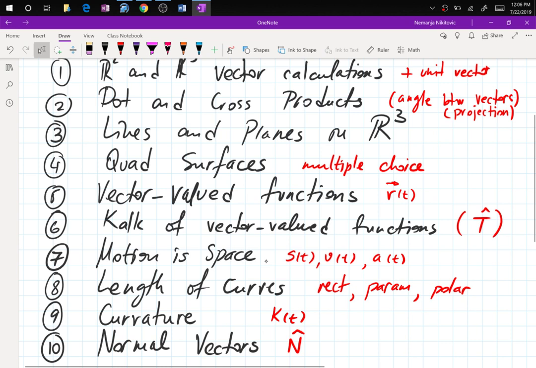The line, you have to know the formula, right? Then you have the fixed point, the x0, y0, z0. Plane has it too. Quadratic surfaces, I already said, it's a multiple choice question where you either pick correct or you don't. Vector valued function, that's the R.